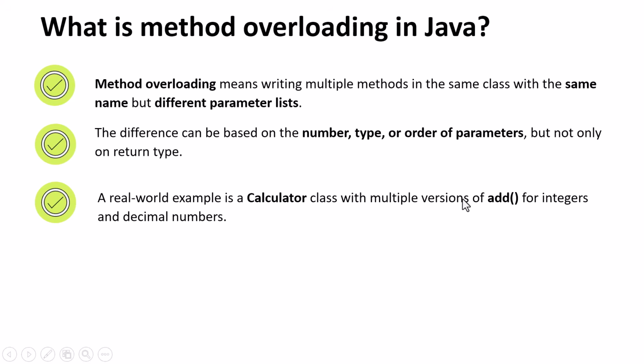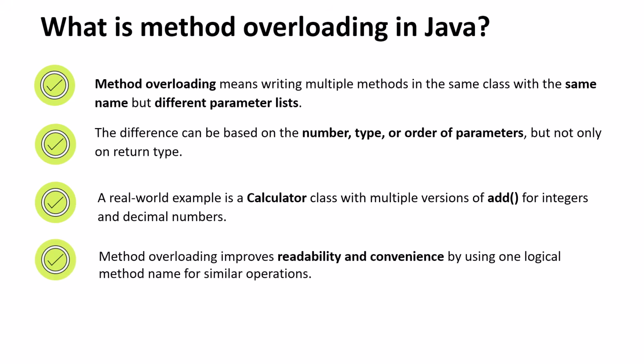A real-world example is a calculator class. One method can add 2 integers, another can add 3 integers, and another can add 2 decimal numbers, while all of them can still use the same method name, like add. The main benefit of method overloading is readability and convenience. Instead of giving different names for similar operations, we can use one logical method name and let Java choose the correct version based on the arguments passed.